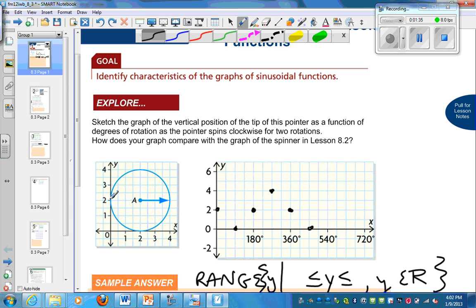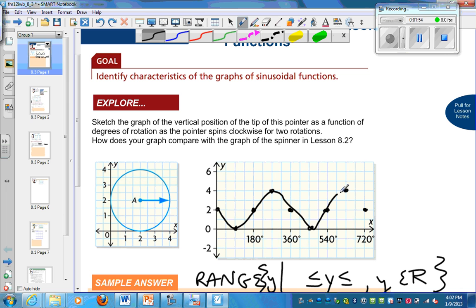And then we'll go another 90 degrees. I have a vertical position of 2. Another 90 degrees, I'm up at 4. And then finally, all the way around twice, I'm back to my vertical position of 2. So if we look at this graph, it looks like the graphs we've seen before.